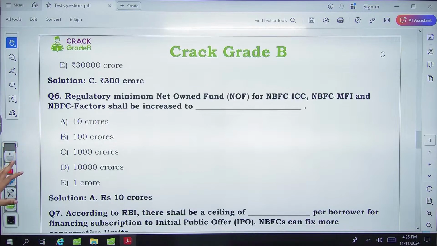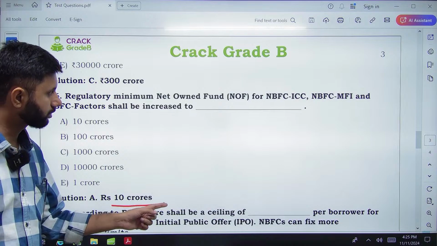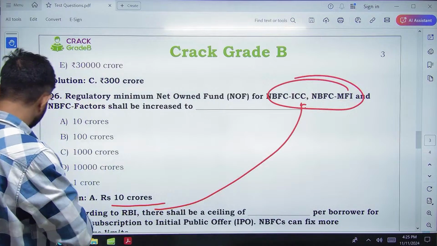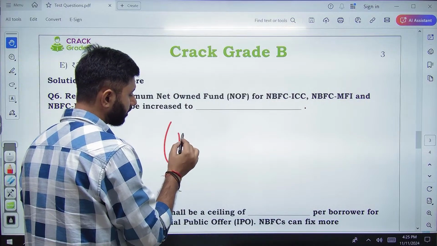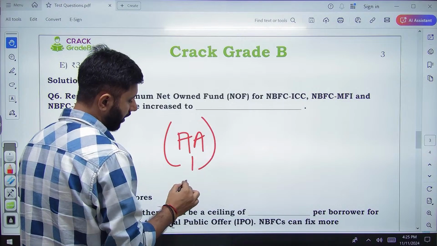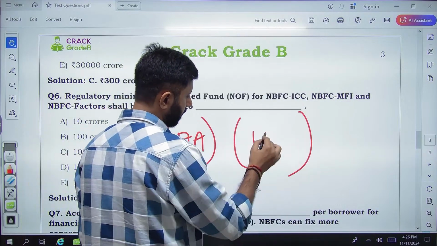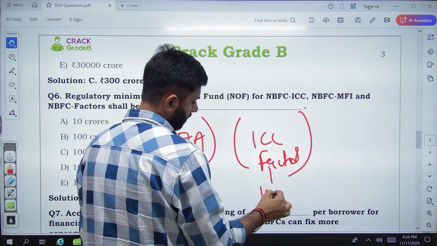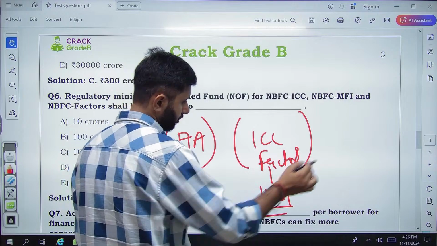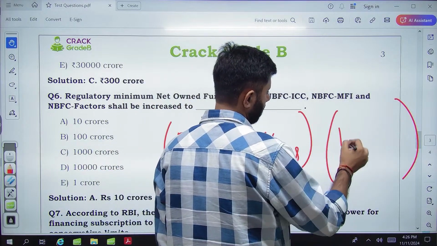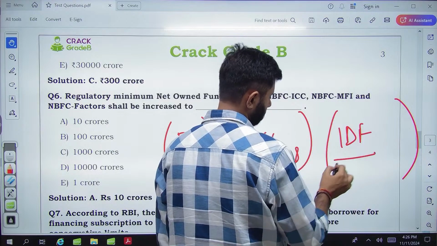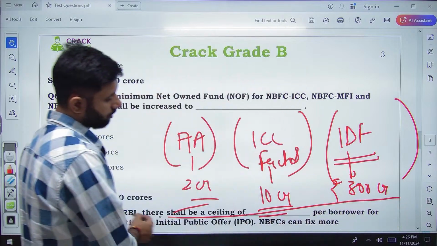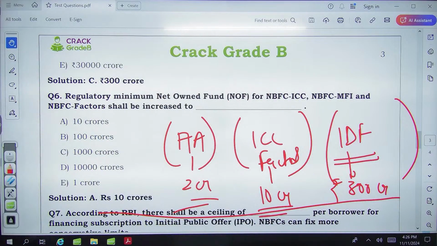So let's check. Yes, A is the correct answer. 10 crores is the minimum net owned fund requirement for such type of companies. So we have seen base layer wali jo companies, account aggregators having 2 crores net owned fund. Then we saw these ICC factors having 10 crores net owned fund. And lastly, we also seen infrastructure debt fund, these big companies having net owned fund of 300 crores. तो इस तरीके से you can remember these things also.